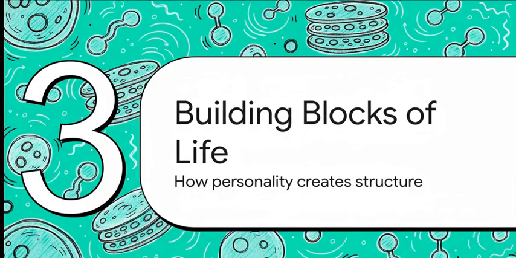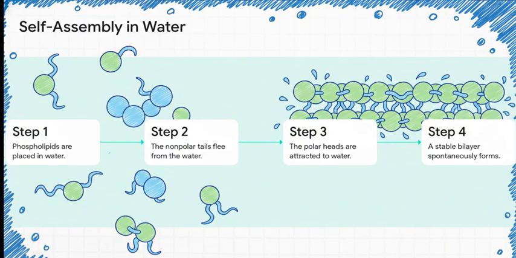So why should you care about this molecular identity crisis? Because, and this is no exaggeration, this dual nature is a biological superpower. It's what allows these molecules to build the very containers of life itself. Okay, check this out. When you throw a bunch of these phospholipids into water, something incredible happens. They do this all on their own. The tails, remember, they hate water, so they all scramble to get away, huddling together on the inside. Meanwhile, the heads, which love water, all face outwards.